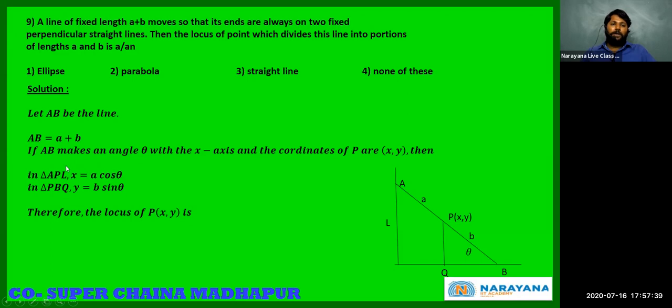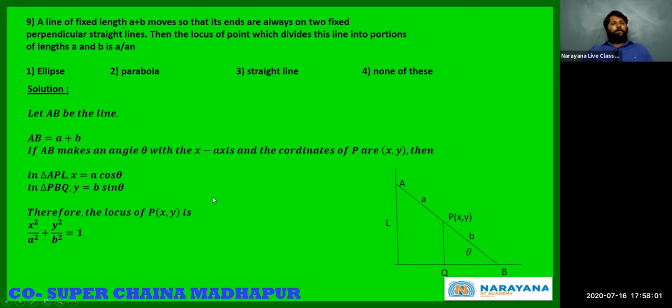Now, how do I figure out the locus of this? I will say X upon A the whole square plus Y upon B the whole square would be cos square theta plus sin square theta, which is 1. Correct? X upon A the whole square is cos square theta, Y square by B square is sin square theta. You add them, you get 1. See, theta is eliminated, therefore this is the locus, which is an ellipse.